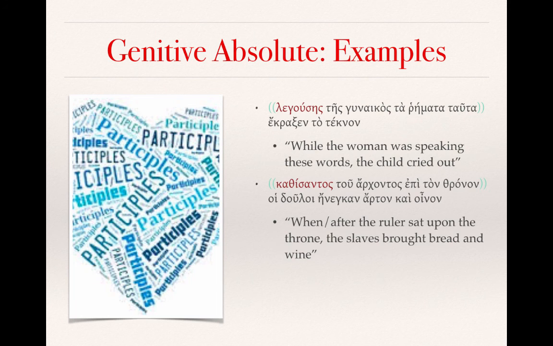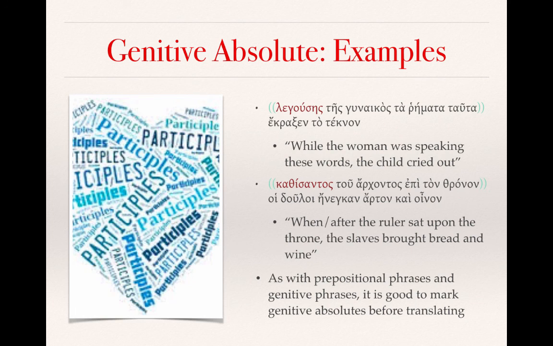And so we would translate this, when or after the ruler sat upon the throne, the slaves brought bread and wine. Again, we could translate the two parts as independent sentences. The ruler sat upon the throne, period. The slaves brought bread and wine, period. But by combining them, there is a sense of sequence. So after the ruler sat down upon the throne, then the slaves brought bread and wine.